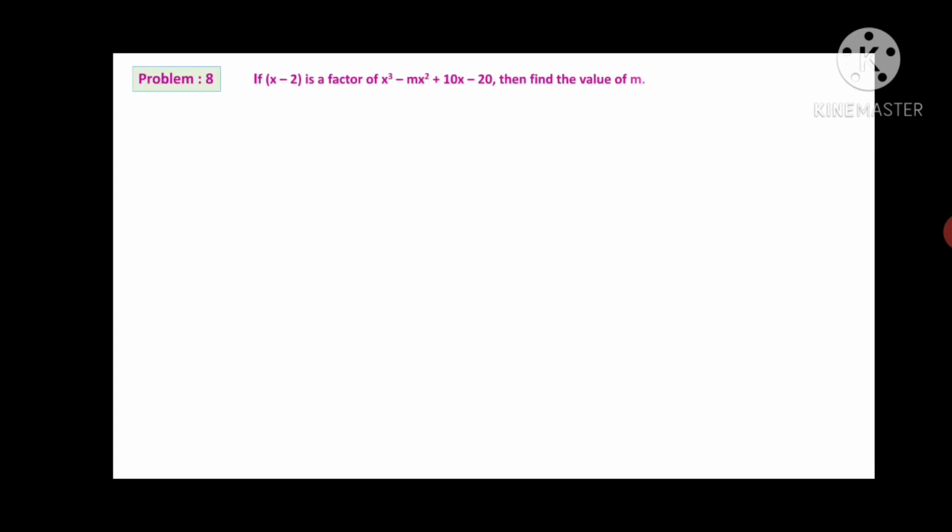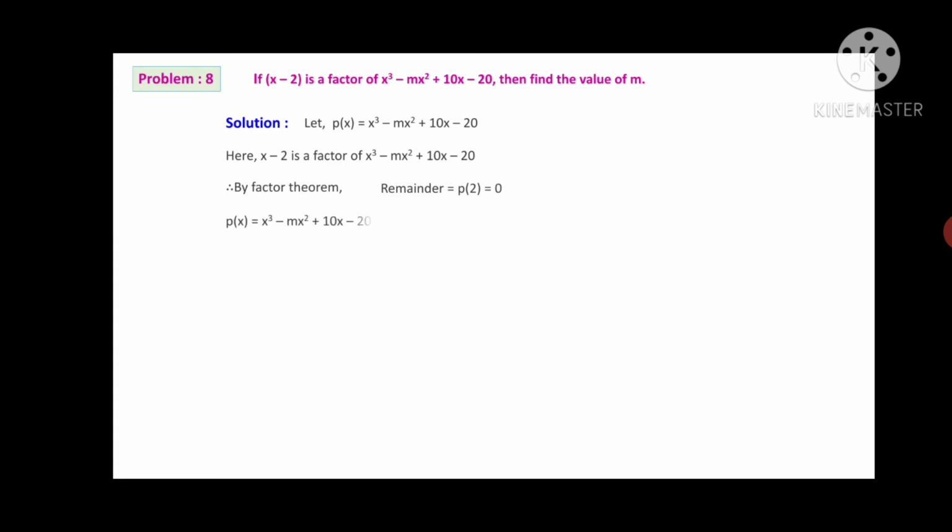If x minus 2 is a factor of x cube minus mx square plus 10x minus 20, then find the value of m. Friends, here let p of x is equal to x cube minus mx square plus 10x minus 20. Here x minus 2 is a factor. By factor theorem, the remainder p of 2 is equal to 0. Therefore, p of 2 is equal to 2 cube minus m into 2 square plus 10 into 2 minus 20.